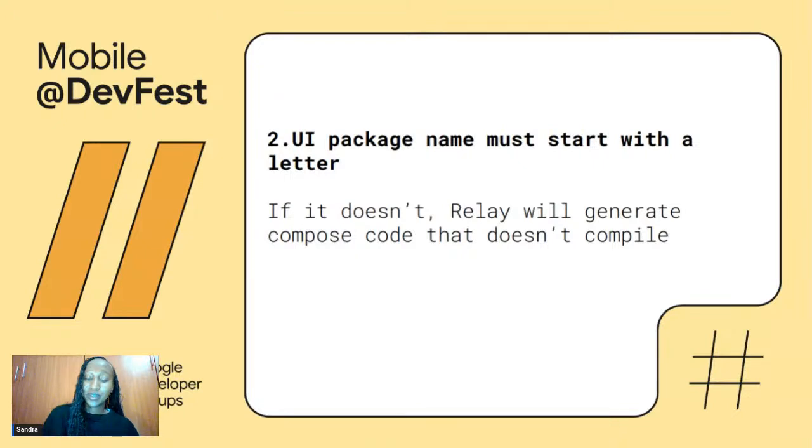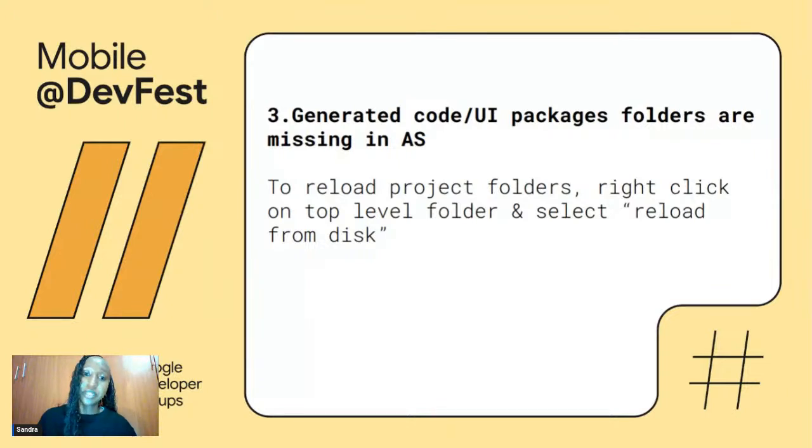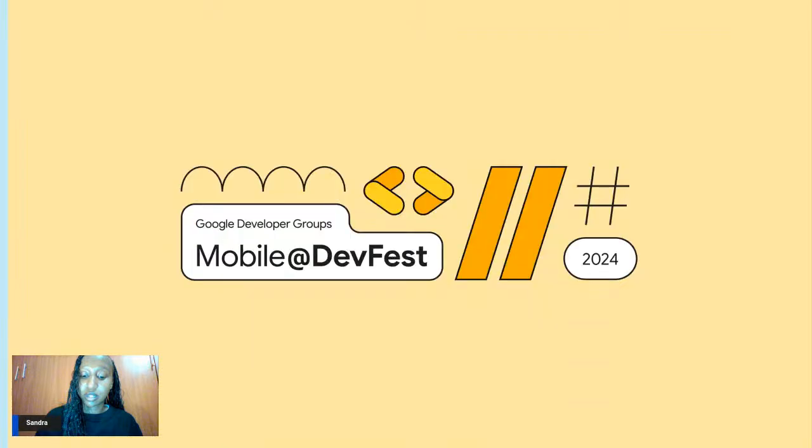And the third one is generated code or UI packages folders can be missing in Android Studio. So to reload project folders, right click on the top level folder and select reload from disk. Let me show that right now actually. So back to my Android Studio tab. Let me present the IDE.